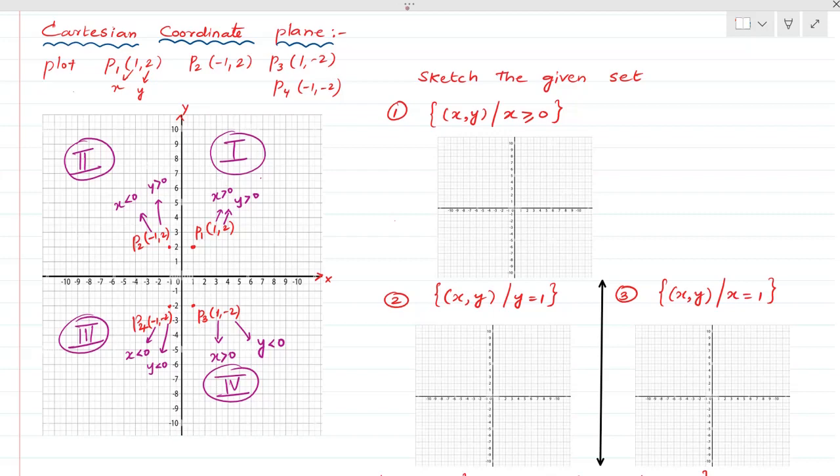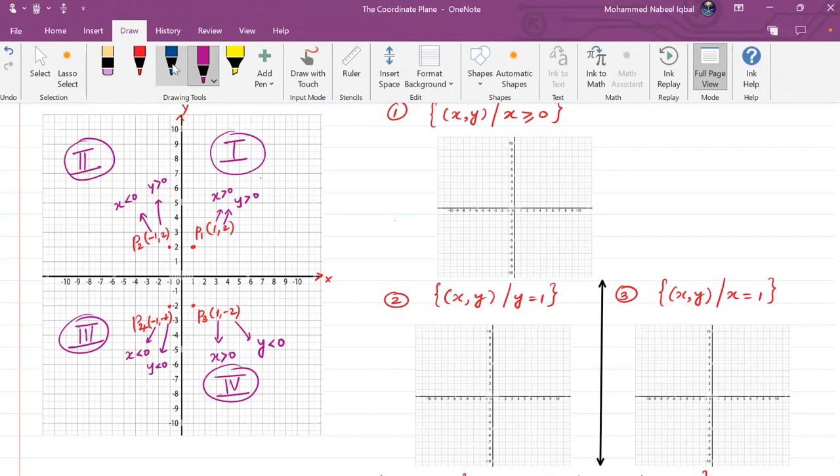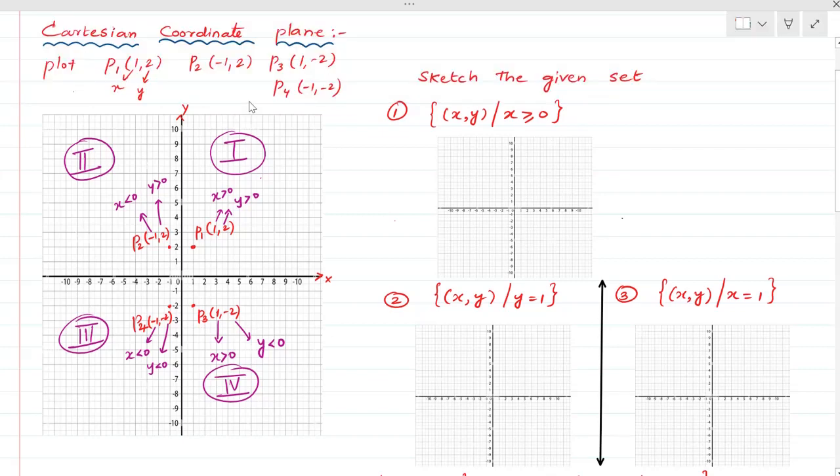The set indicates the x, y coordinate system, with the condition given here: the x value is more than or equal to 0. Therefore, here the x value is more than 0, and here also the x value is more than 0. If you take this part, the lines will be this one, the x-axis and the y-axis. This is the positive part, so you will have the region, this one.